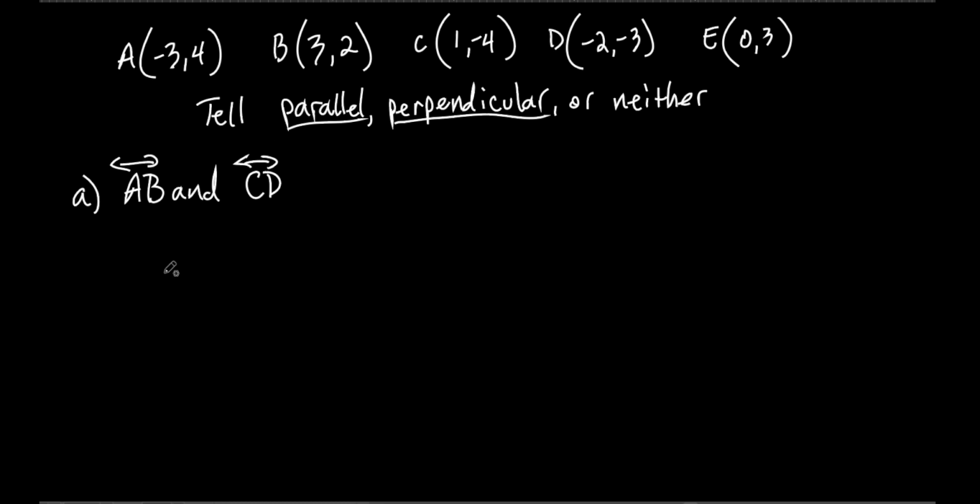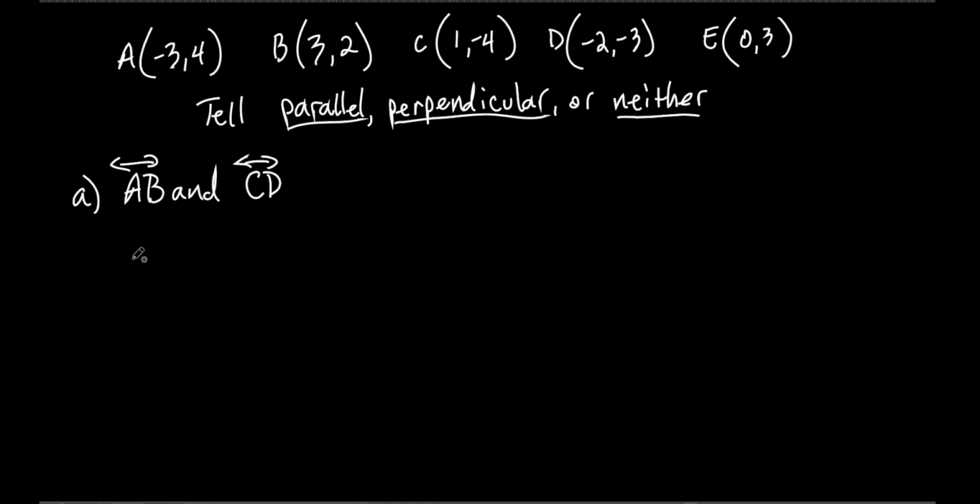If the slopes are negative reciprocals of each other, or if they multiply to be -1, then they're perpendicular. If neither one of those things is true, then you would say neither. All right, so let's see what we're going to do.